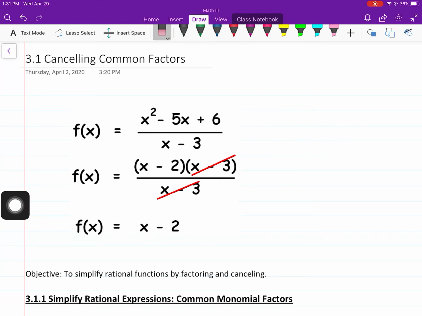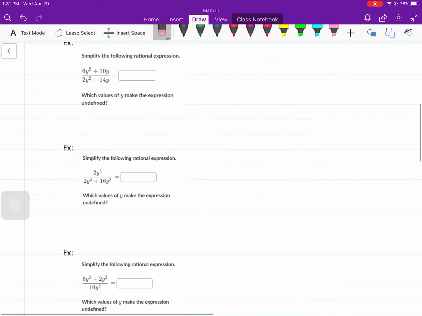Now, I do want to point out you can never divide by 0, so we're going to look at the denominator and realize that x cannot be 3, because you cannot divide by 0. Because if x was 3, you would have 3 minus 3, and 3 minus 3 would be 0, and that would not be good. So that's just an overview of what's going on.